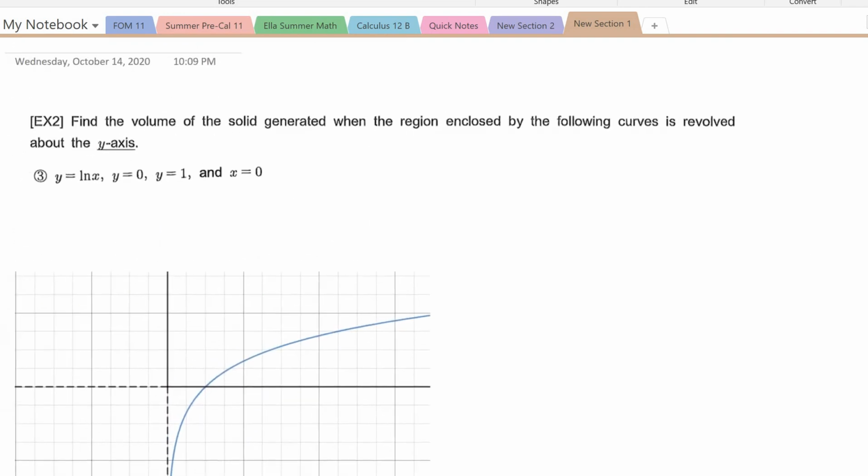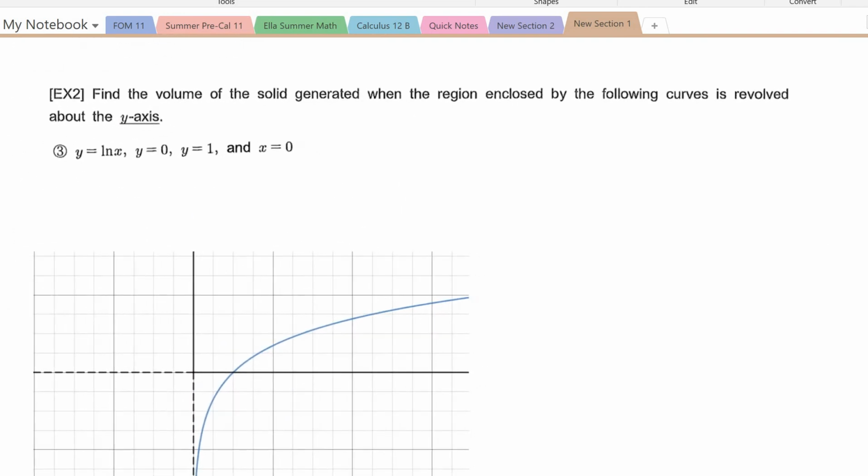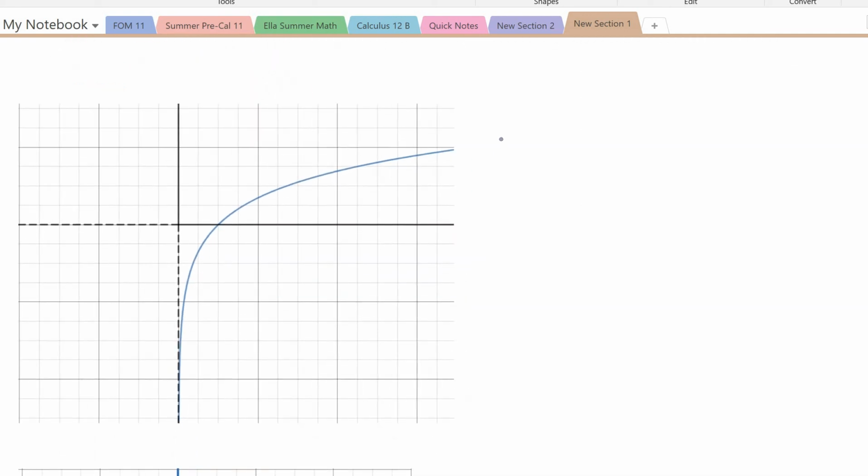Okay, so we've got quite a bit of visuals for this one here. Once again, I need to find the solid that's generated when the following enclosed region is rotated around the y-axis. My function here is ln x, and my boundaries are y equals 0, y equals 1, and x equals 0. Okay, so here is the function y equals ln x, this particular graph right here. I believe this point right here is (1, 0).